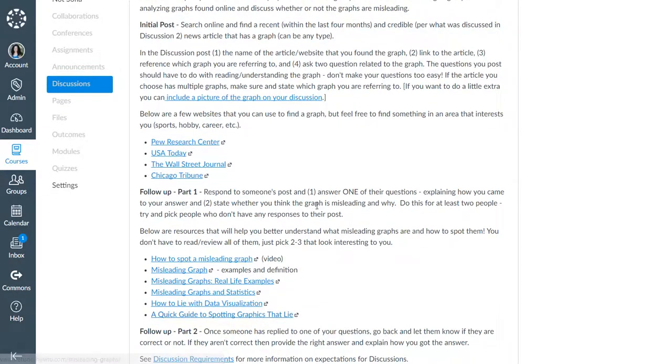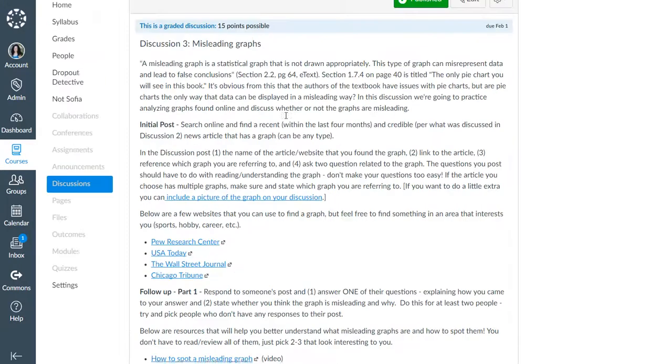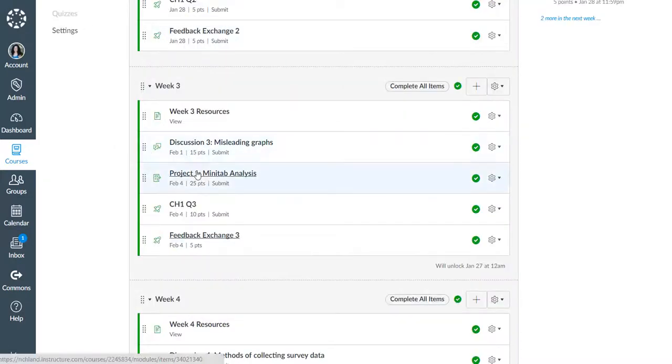Then your follow-up: answer 1 question of someone's, explaining how you came to your answer, state whether you think the graph is misleading and why, and do this for at least 2 people. And here's some information to help you figure out if a graph is misleading or not. And then the follow-up, once someone has replied, go back and let them know if they're correct or not. So there's your discussion.